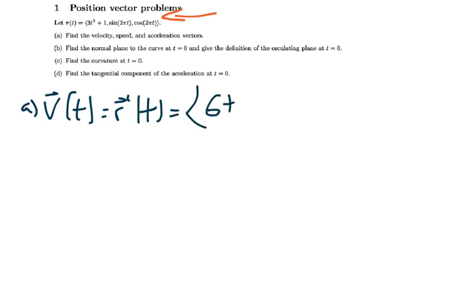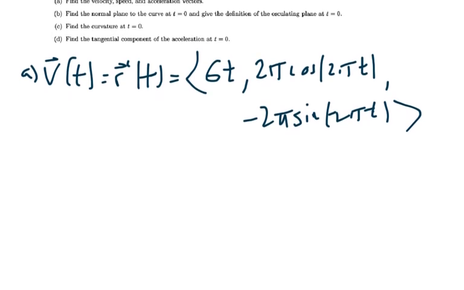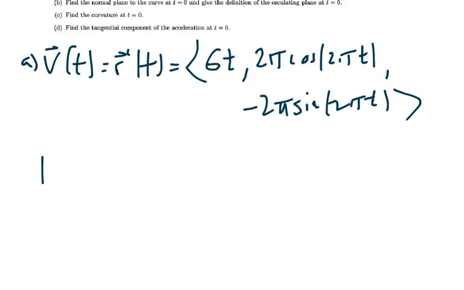So we have 6t. This becomes a 2 pi cosine of 2 pi t. And the last one is minus 2 pi sine of 2 pi t. Okay, so that's the velocity vector. The speed is just the magnitude of the velocity vector.